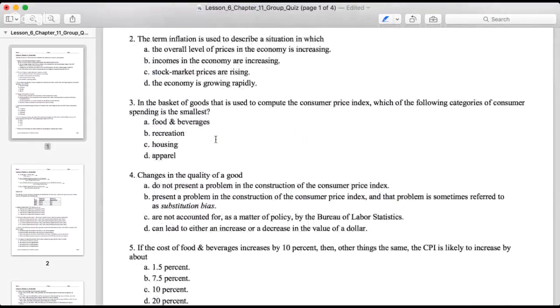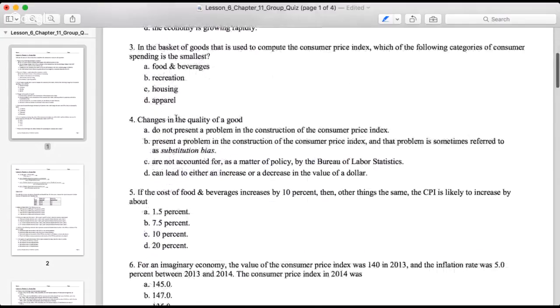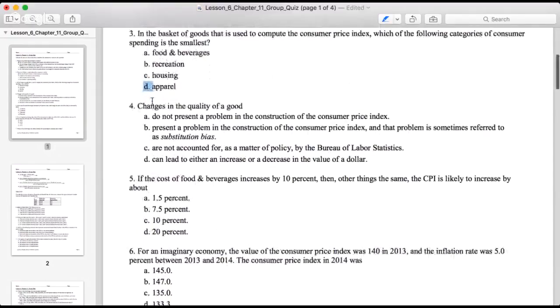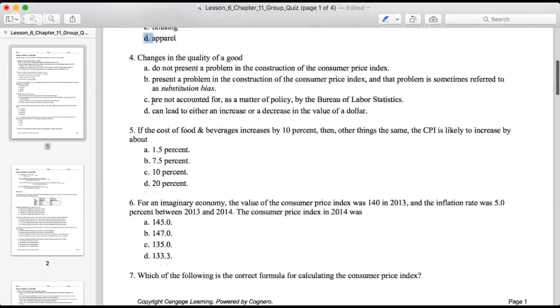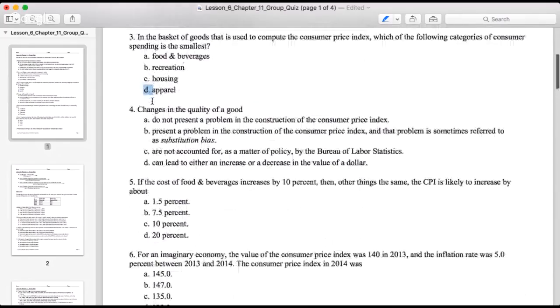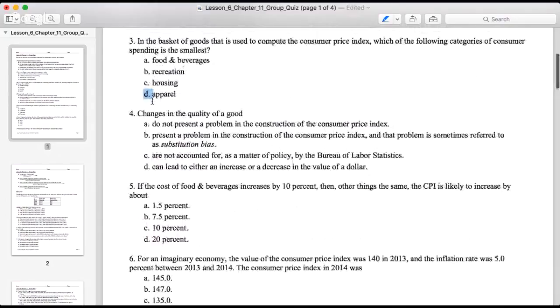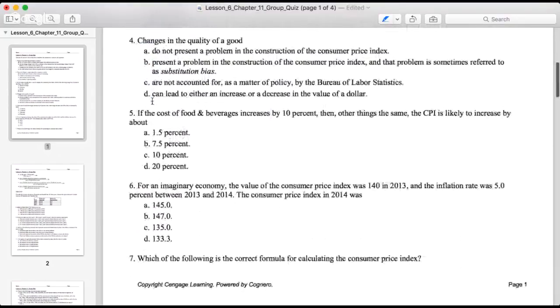I had A. I got A. We're all in agreement on A. Yep. All right. 3. I have D. D. Okay, that one was pretty easy. I was glad to have that one. Everybody good on 3 for D? Yes. Okay. 4.